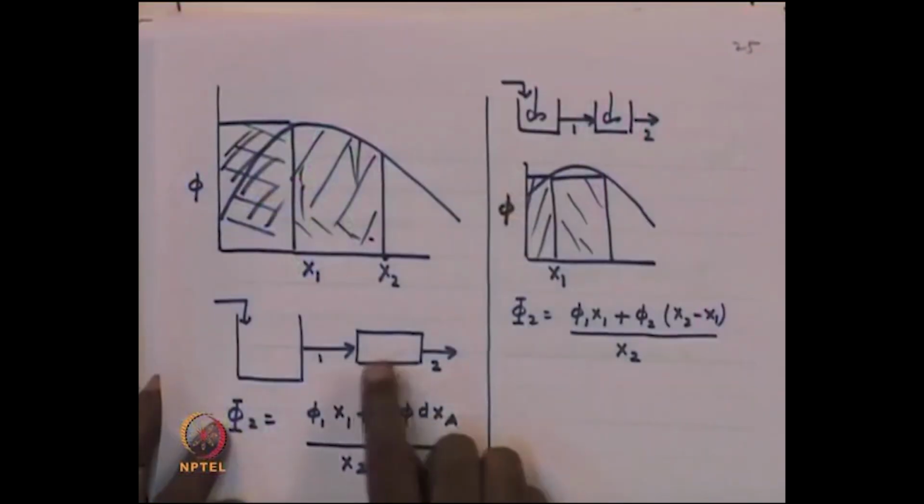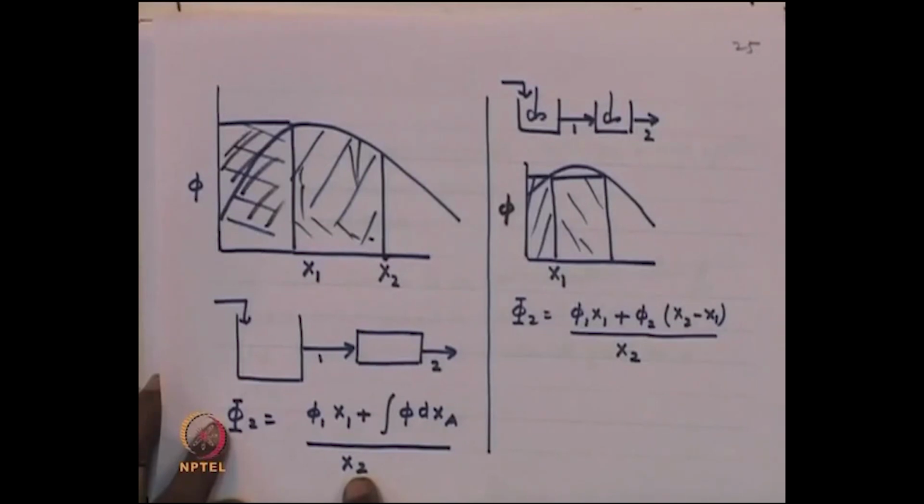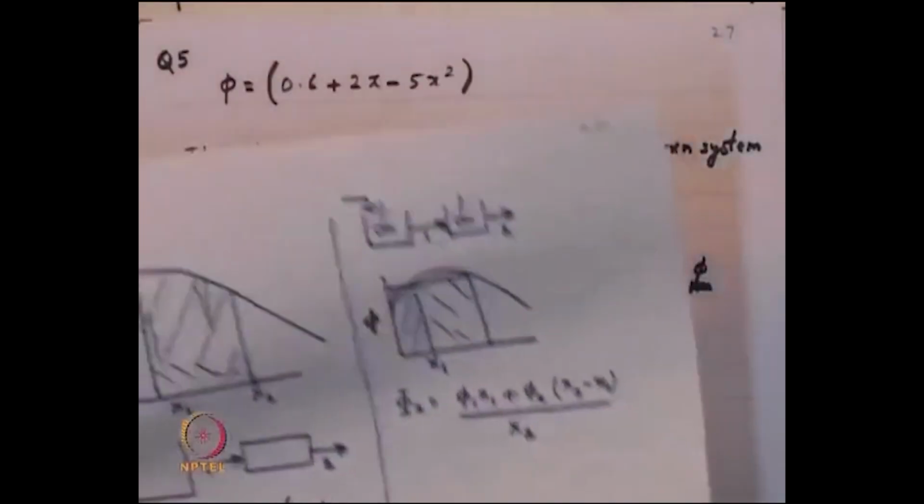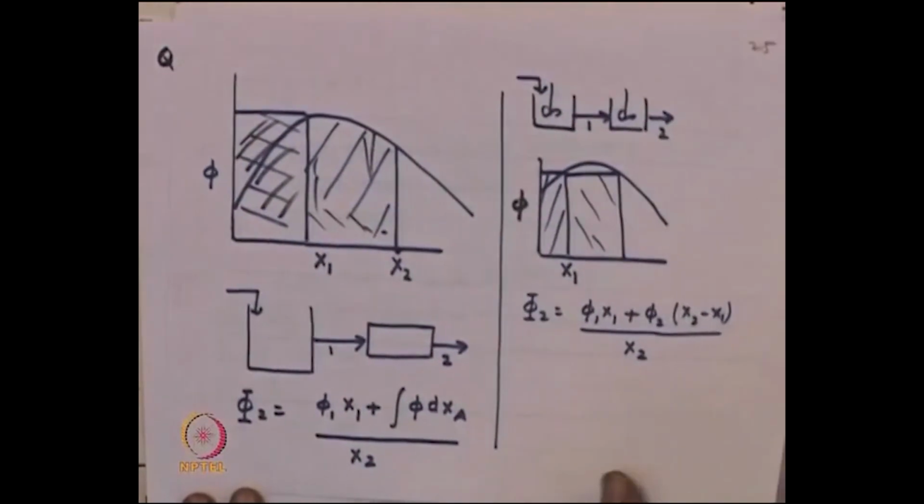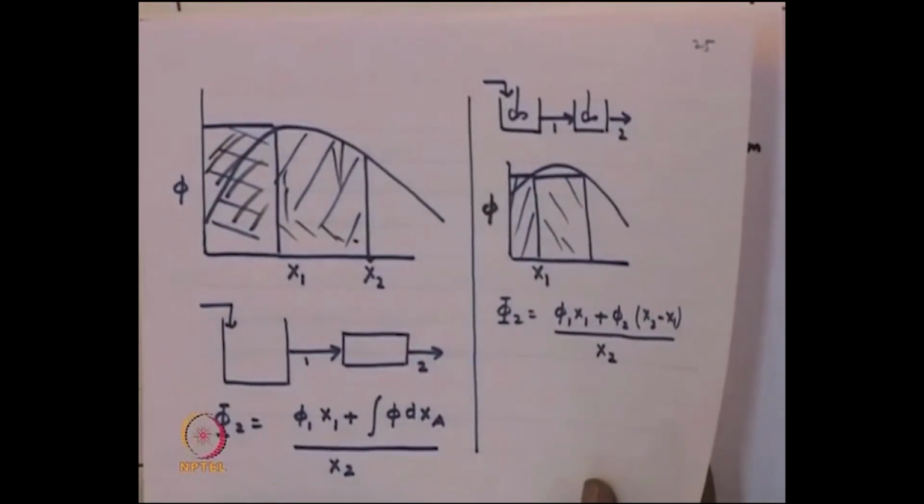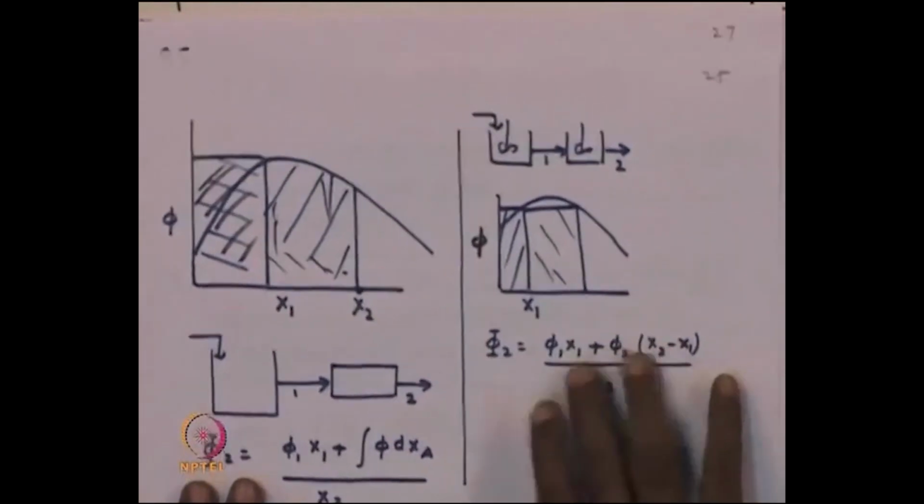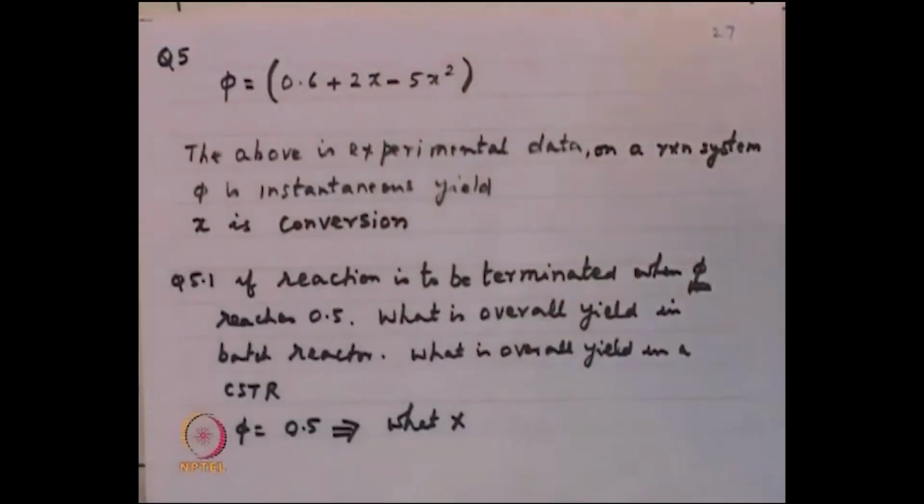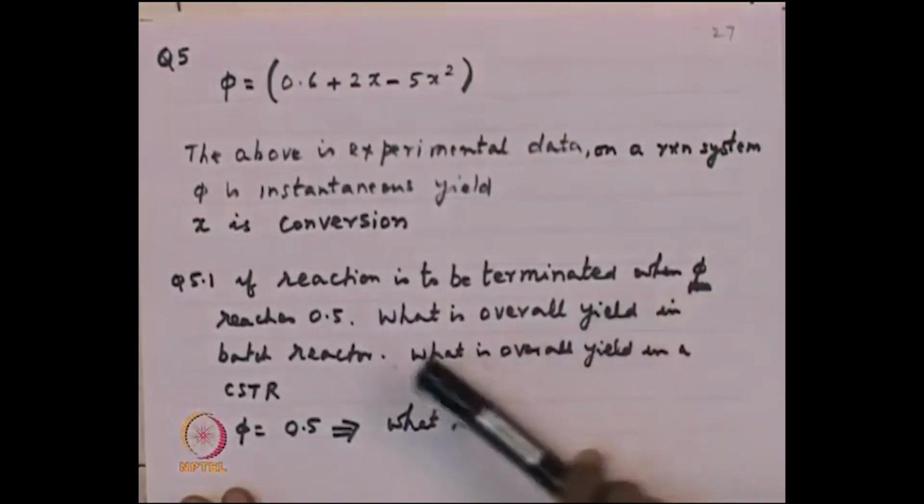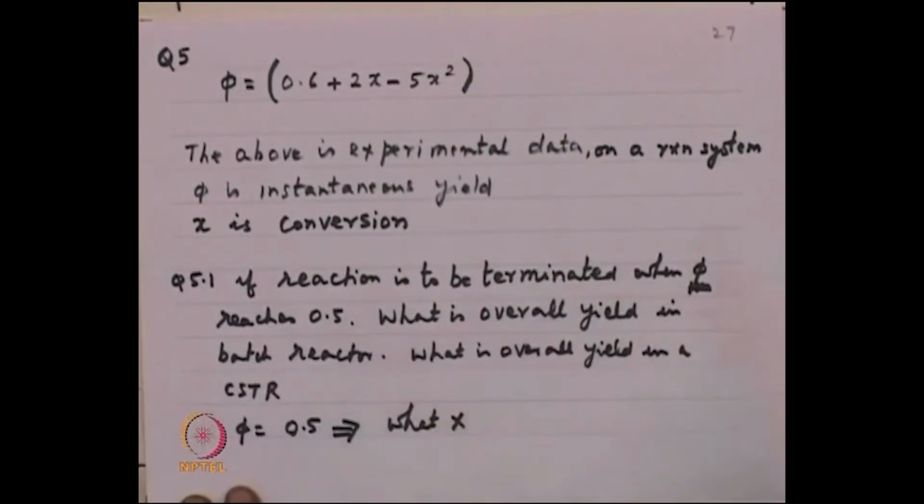We said that just now. If you have a PFR, our overall yield is integral phi dxA divided by final conversion. If it is a batch reactor, it means the same thing: integral phi dxA divided by xA, final conversion. So, overall yield in a batch reactor is simply integral phi dxA divided by final conversion. Is this all right? This function that is given to you says what the overall yield in the batch reactor is.